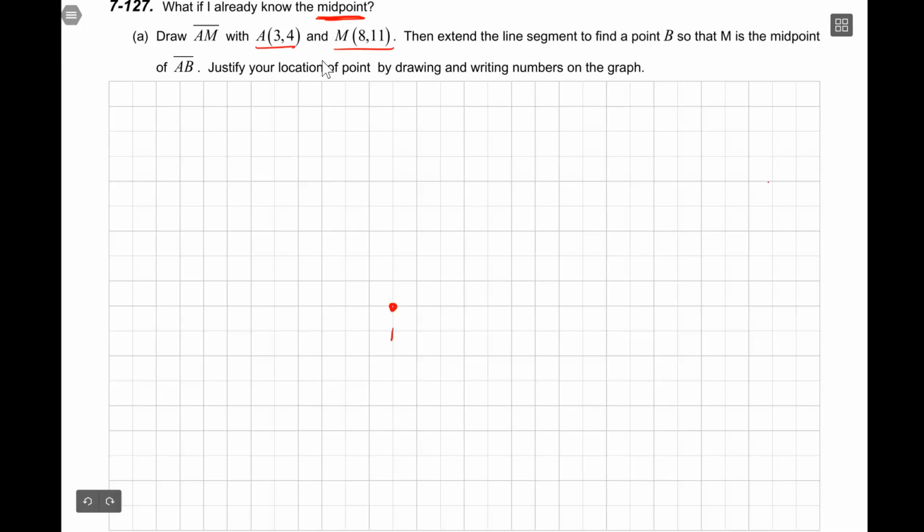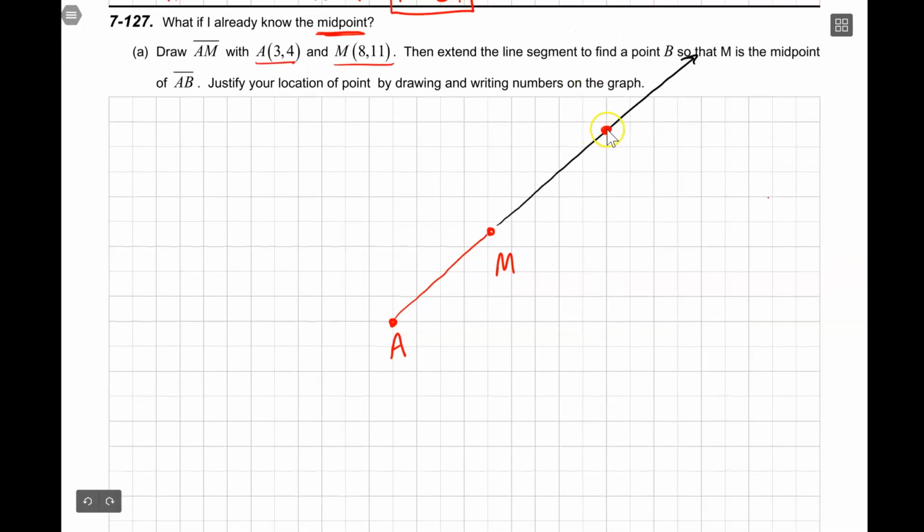So we have point A here, and then we have point M, and they've given us the coordinates of that, and we know we can draw a segment there. And then the problem says we're going to take that segment and extend it so that we put a point B on there that ends up being the midpoint of the segment, so that M is the midpoint of AB.